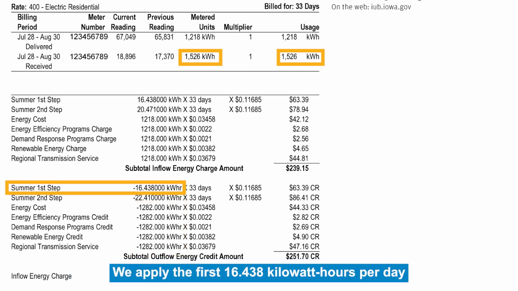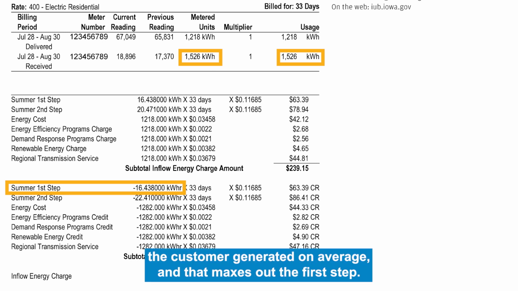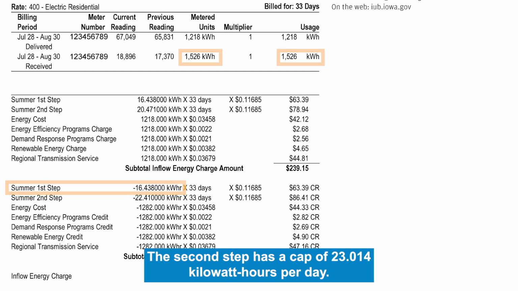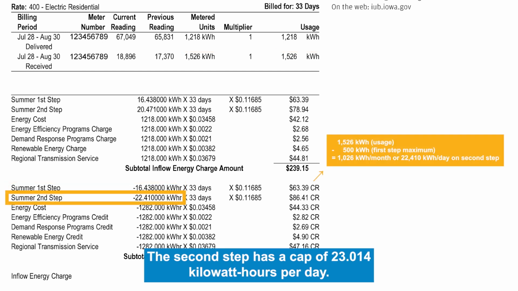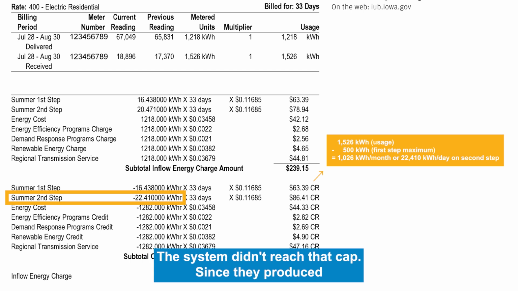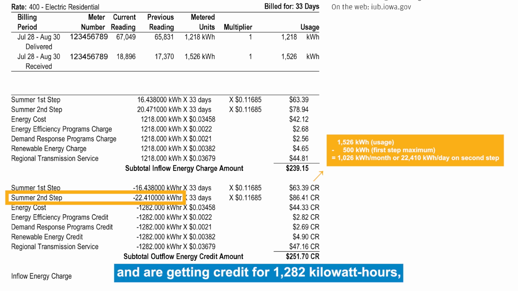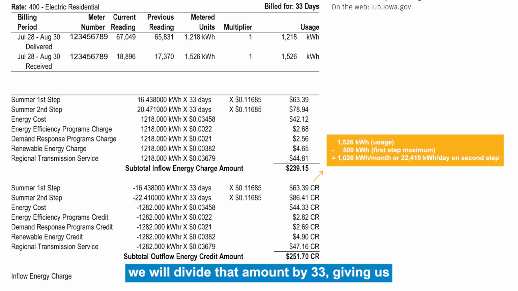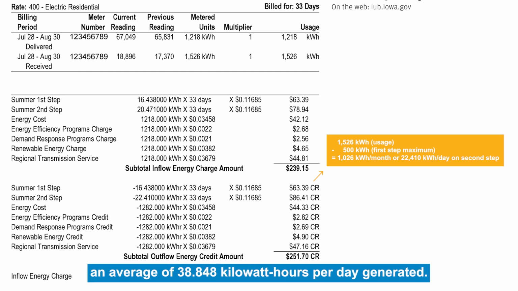We apply the first 16.438 kilowatt hours per day the customer generated on average, and that maxes out the first step. The second step has a cap of 23.014 kilowatt hours per day. The system didn't reach that cap. Since they produced and are getting credit for 1,282 kilowatt hours, we will divide that amount by 33, giving us an average of 38.848 kilowatt hours per day generated.